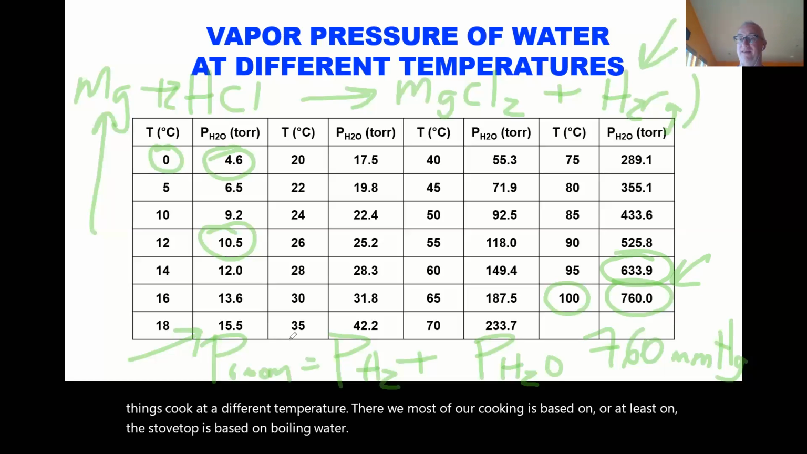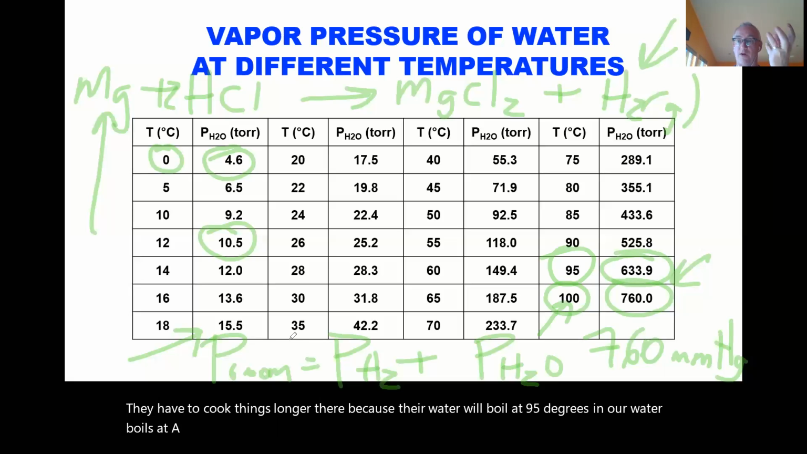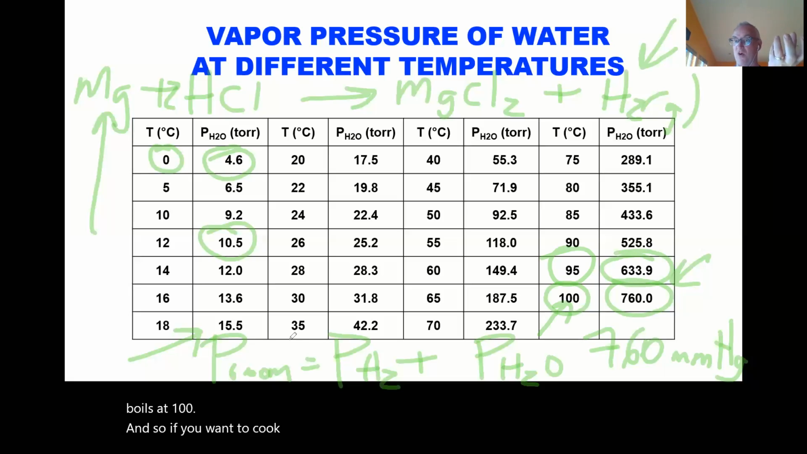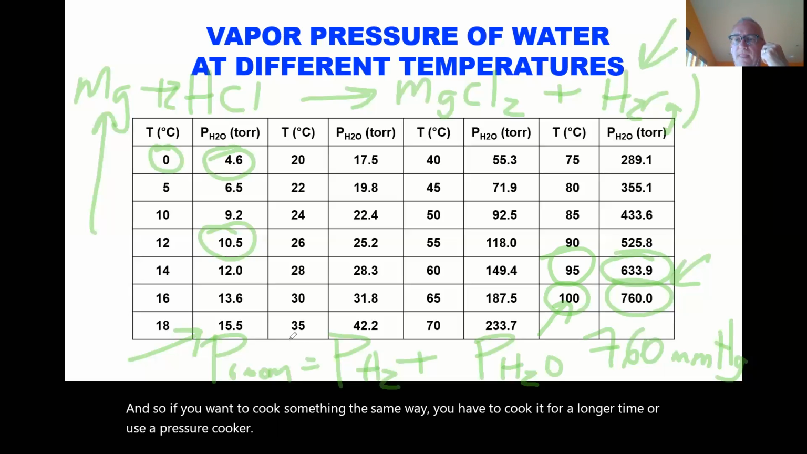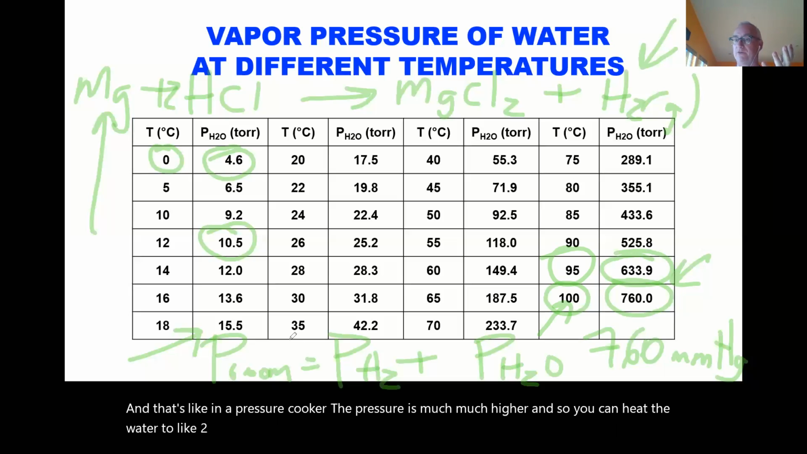Well, they have to cook things longer there because their water will boil at 95 degrees and our water boils at 100. So if you want to cook something the same way, you have to cook it for a longer time, or you use a pressure cooker. In a pressure cooker, the pressure is much, much higher, so you can heat the water to 200, 300, 400, 500 degrees, and it stays a liquid because the pressure is super high. Any questions about that?